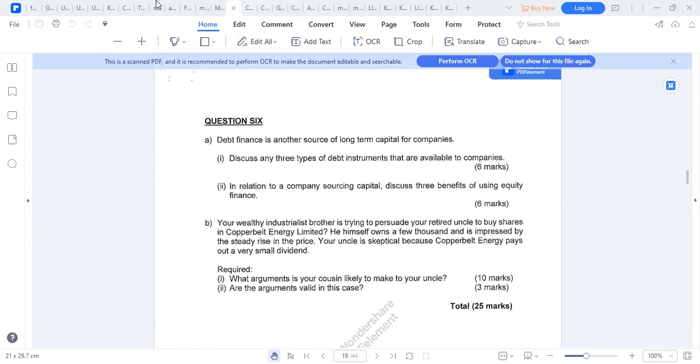Is a bond one of them? Yes, the bond is one of them. We discussed this, please, especially those that were here yesterday. Discuss any, actually, any 6 sources of debt finance. We also maybe go to the other type, equity.